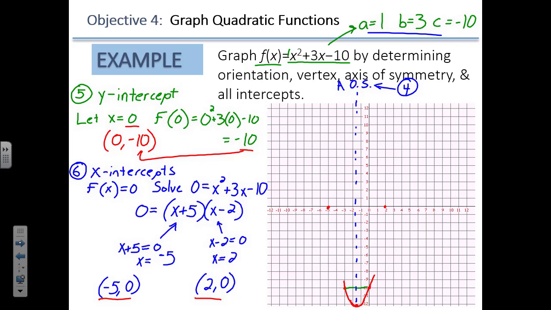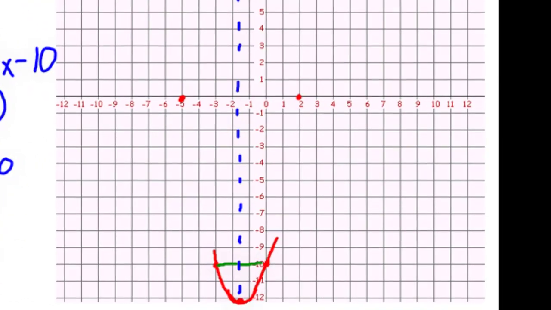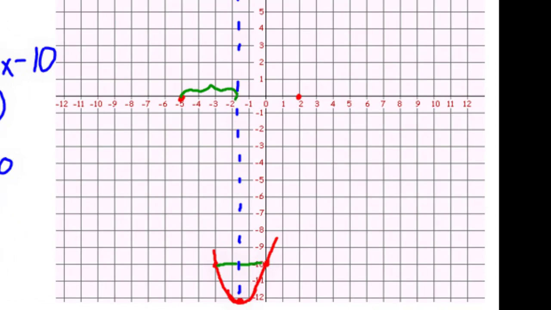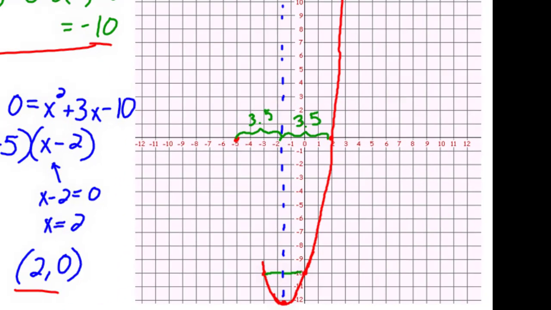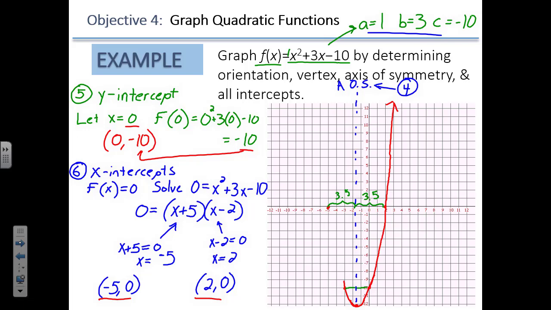Now take a look at that, and what you should notice is that they should be the same distance from the axis of symmetry. This one on the left is 3.5 units from the axis of symmetry, and the other one is also 3.5 units from the axis of symmetry. That's good. They should be symmetric around the axis of symmetry. And what that also means is that we now know pretty much what this parabola looks like. It's going to pass up through the point (-5, 0), and it's going to pass up through the point (2, 0). And there's our parabola.